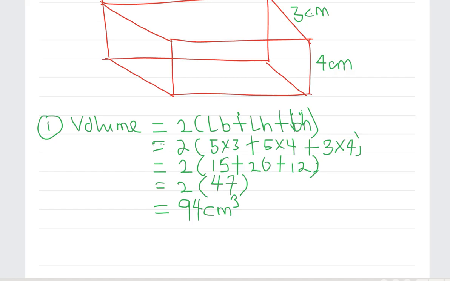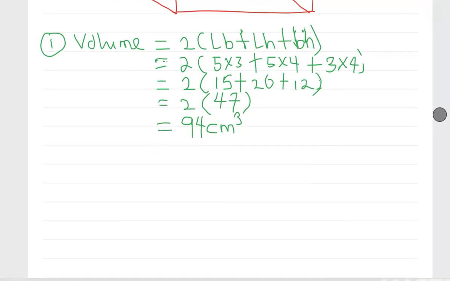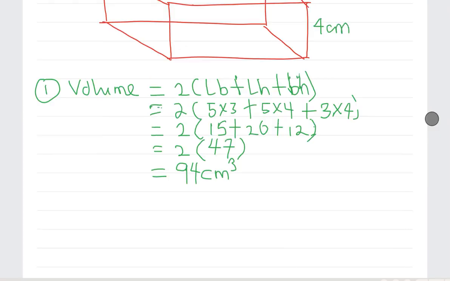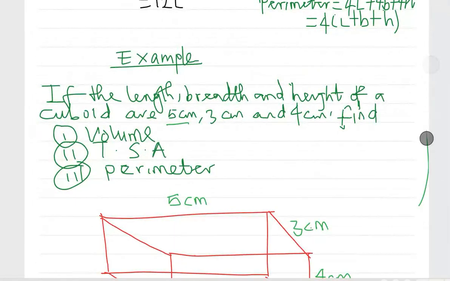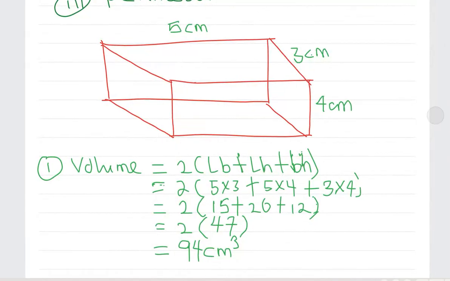All right, so now let's calculate the other thing. The other thing we want to do is the total surface area. Oh sorry, the one we calculated now is the total surface area. I almost forgot that. What we did here is the total surface area, not the volume. You can see why it is very important that we remember the formula.